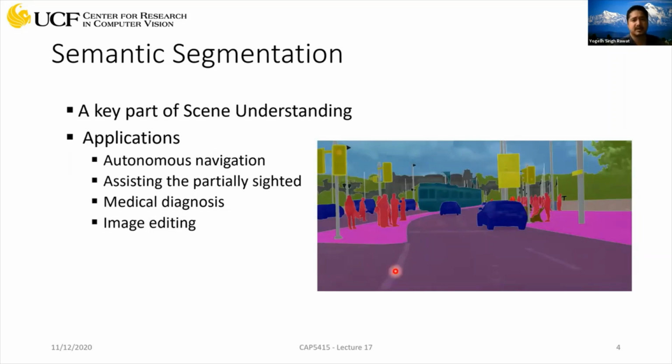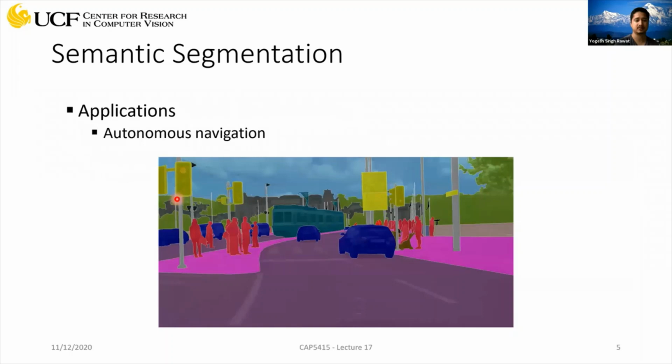So semantic segmentation is a key part of scene understanding, and there are a lot of applications where this can be used. It can be used in autonomous vehicles. It can be used for assisting people who are partially sighted. Then I think there is a big application in medical imaging. And of course, you can use it for image processing and image editing.